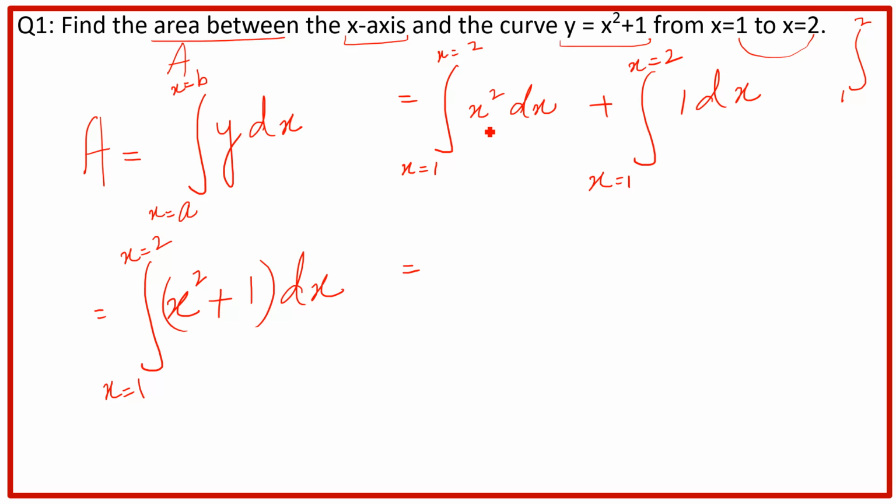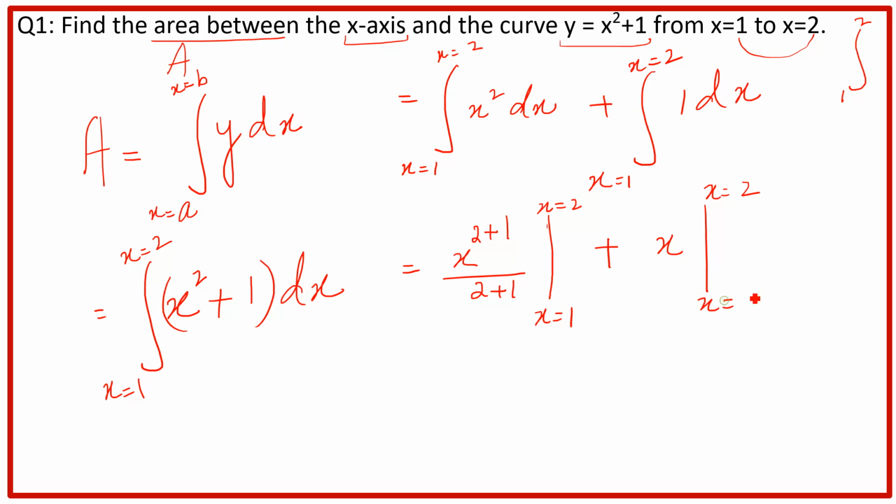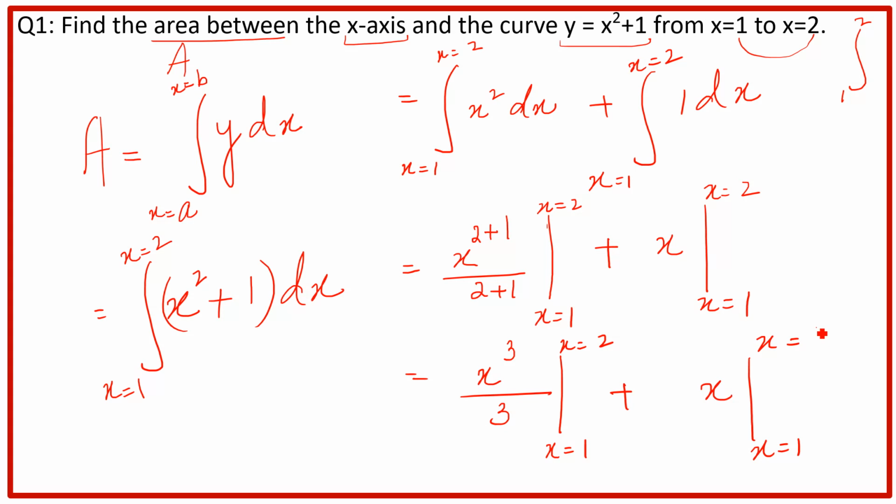So how we will integrate? It is very simple, right? Here we are going to use the power rule, and the power rule is whatever is the exponent or power of this x, we have to add 1. Same thing, we have to divide it by the new power. And now x is equal to 1. Here we can write down the limit plus integral of 1 dx. The integral of 1 is x and x is equal to 2 to 1. So we can write down x cube divided by 3 and limit is x is equal to 1, x is equal to 2, plus x, x is equal to 1, x is equal to 2.